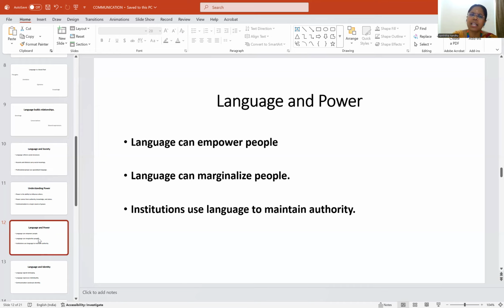Why do institutions use language to maintain authority? Because for the operation, the people in the governments, schools, and corporations use official communication to establish norms and expectations. Because institutions are the place where you have so many works to be done, and the admin people will be in the need of managing so many workers. So authority is much more important in administrating the people. How do you gain that authority? Language is one form of gaining that authority.